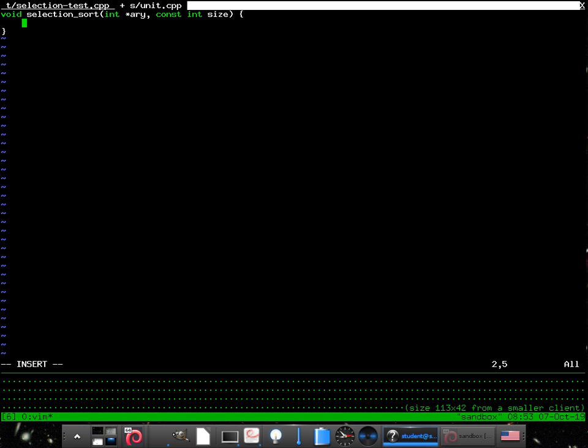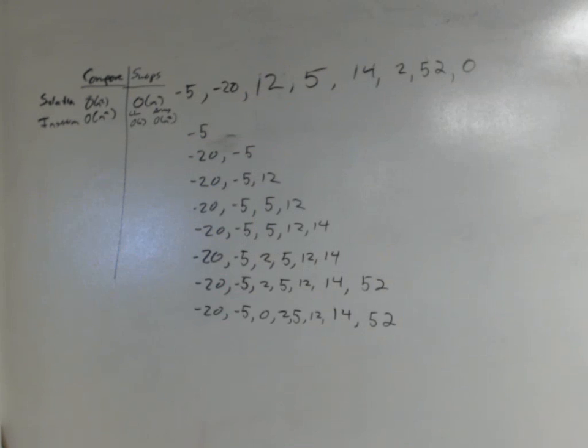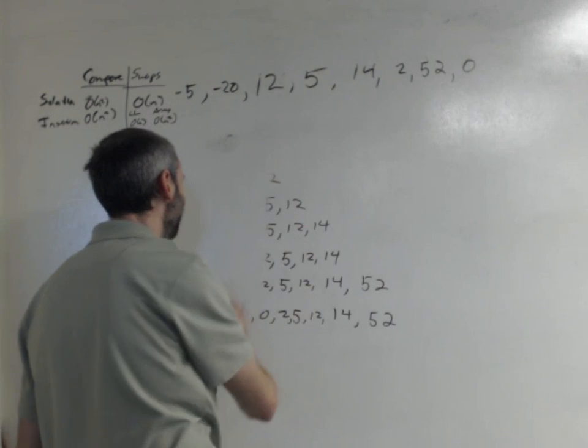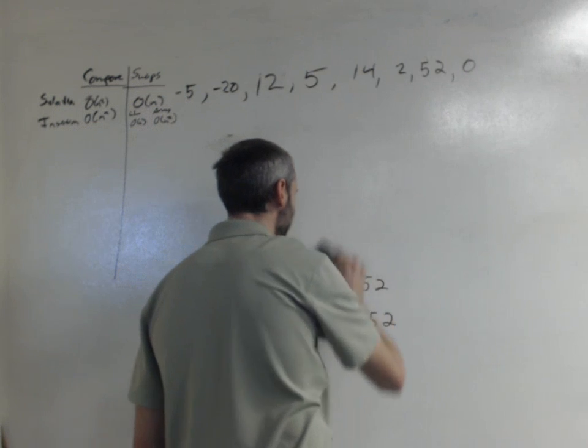All right, so how did selection sort work? Magic. We're not programmers, we're magicians. We went through computer magicians.